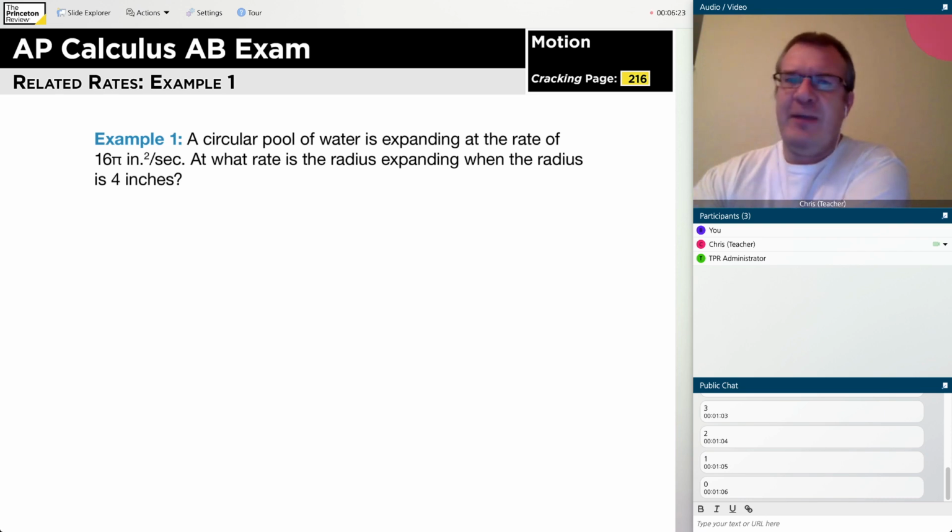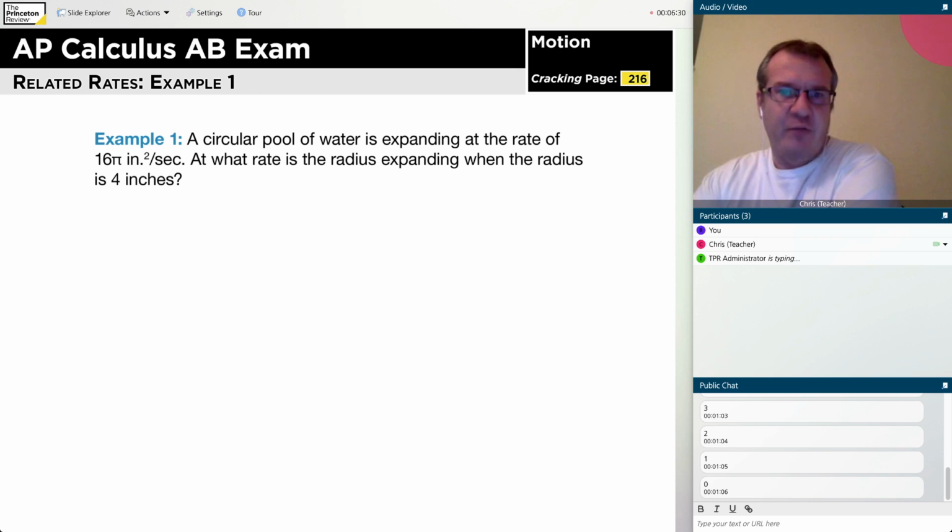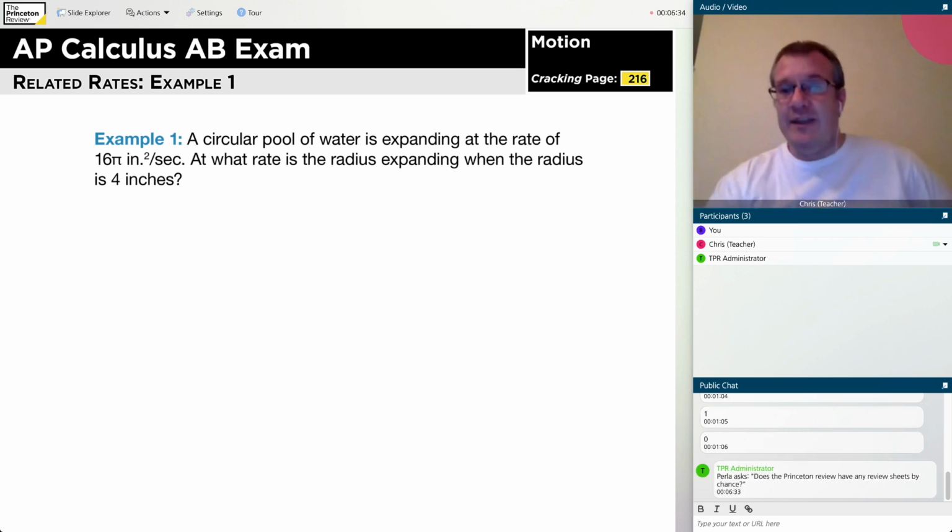Really try to pay attention to the units. For example, in this question: a circular pool of water is expanding at the rate of 16 pi inches squared per second. At what rate is the radius expanding when the radius is 4 inches?